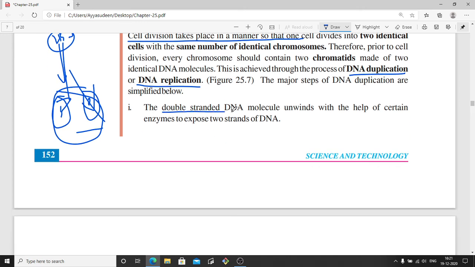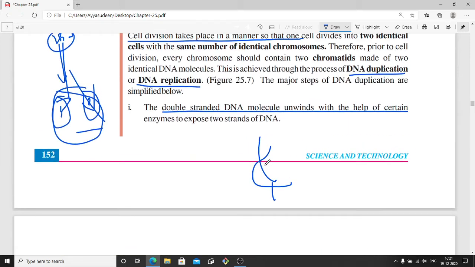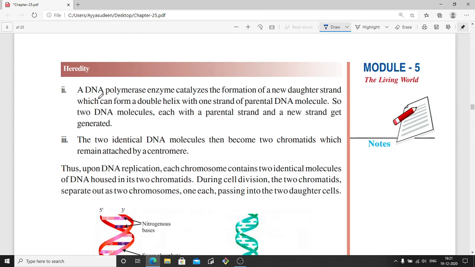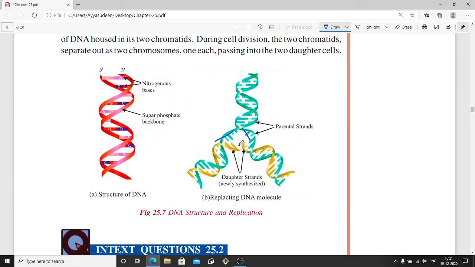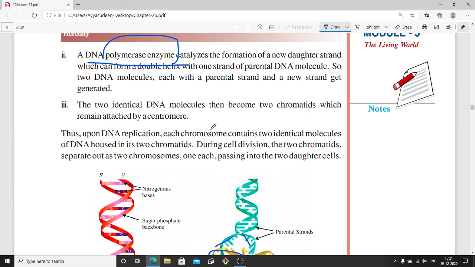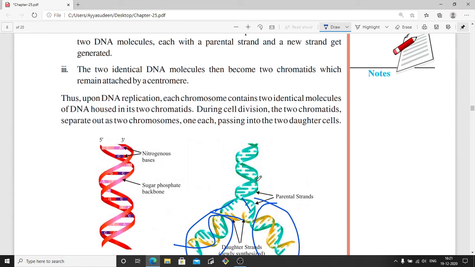The double-stranded DNA molecule unwinds. You can see the DNA strand here. It has to unwind with the help of enzymes to expose the two strands of DNA. With the help of an enzyme called DNA polymerase, a new daughter strand is formed. You can see the new daughter strand formed here in golden color. Finally, two new DNA molecules will be formed. This is how DNA replication happens.